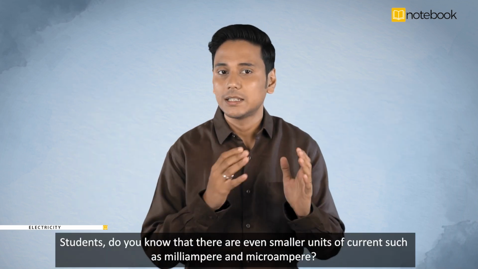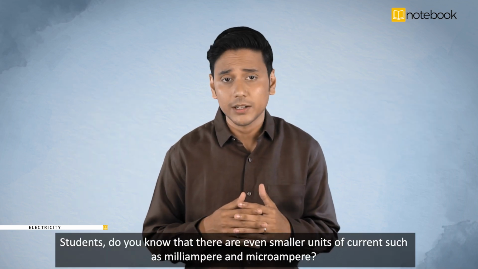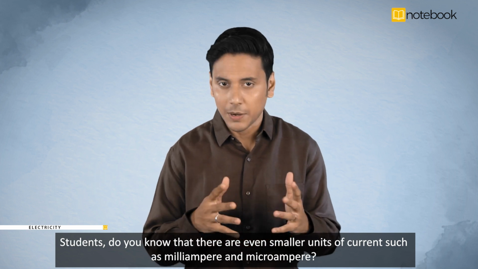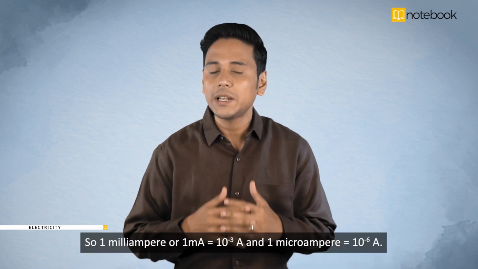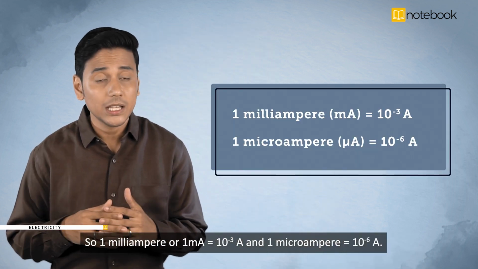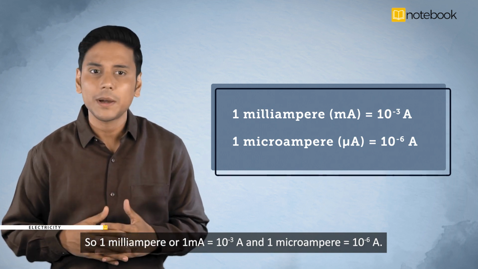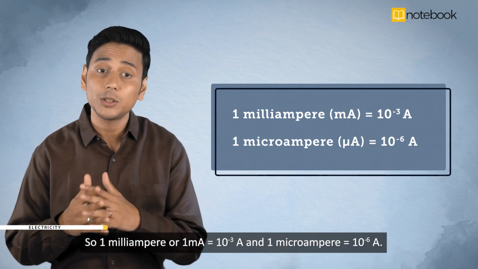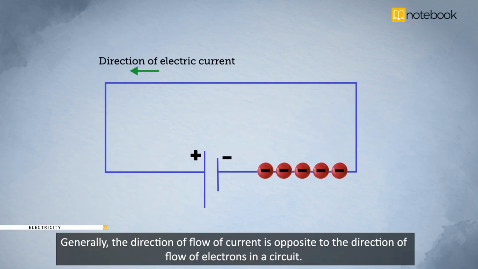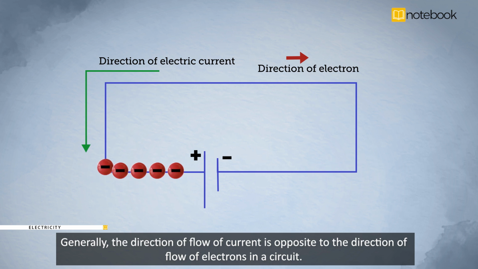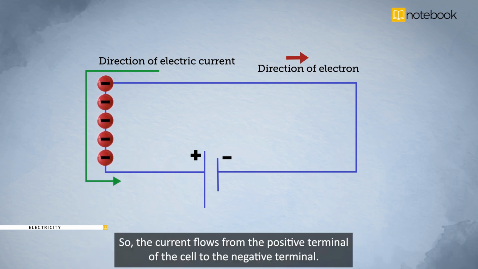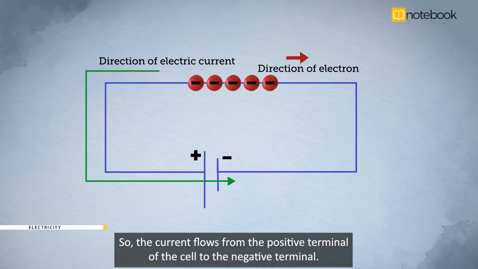Students, do you know that there are even smaller units of current such as milliampere and microampere? So 1 milliampere or 1 mA is equal to 10 to the power minus 3 A, and 1 microampere is equal to 10 to the power minus 6 A. Generally, the direction of flow of current is opposite to the direction of flow of electrons in a circuit. So, the current flows from the positive terminal of the cell to the negative terminal.